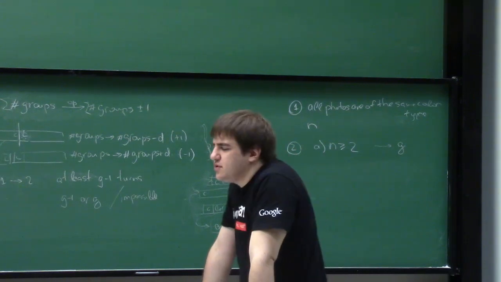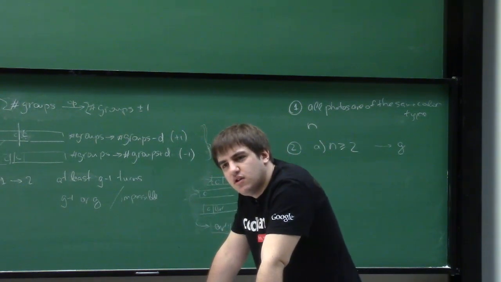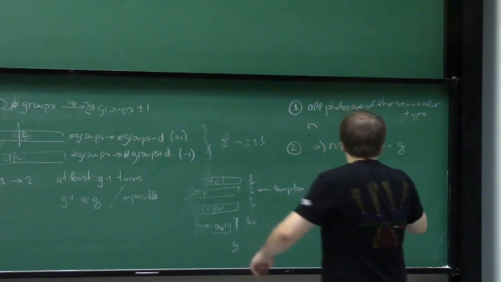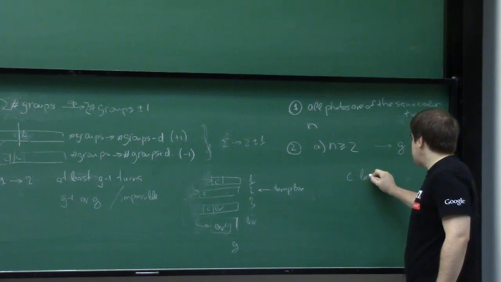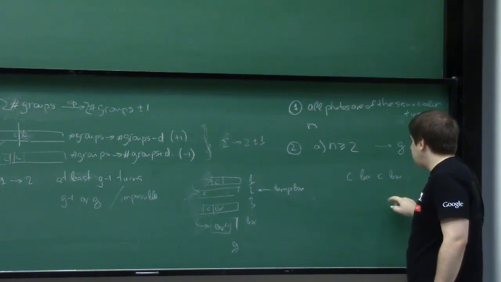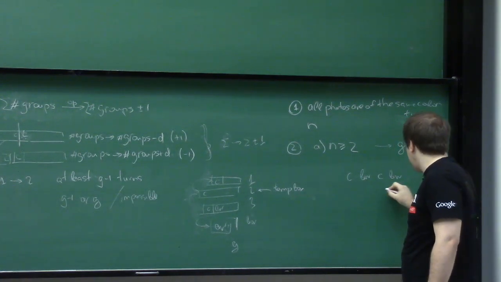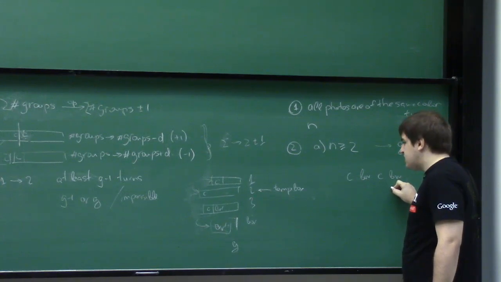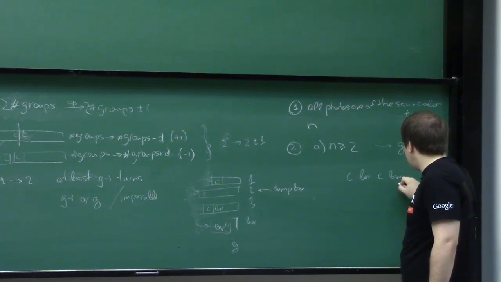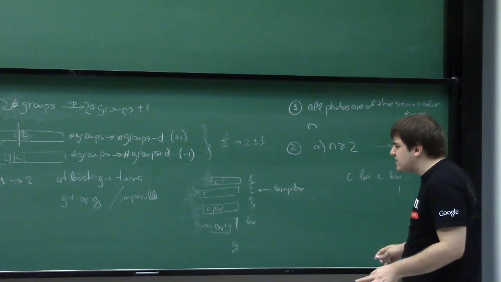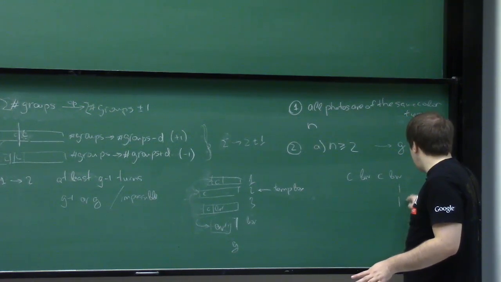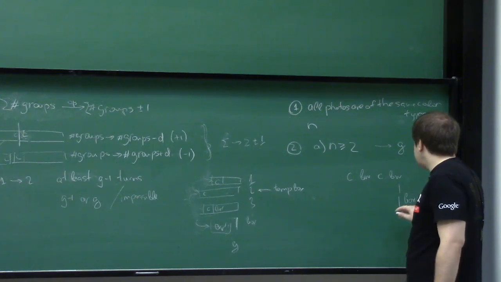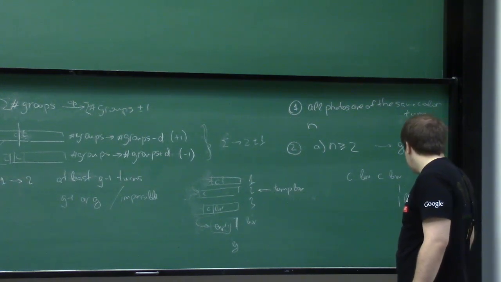But is it true that the answer is always G or G minus 1? Yeah, it's true. So the situation is when we have C black and white, C black and white, and we have the empty stack here. Okay, we do not have empty stacks, but whatever. And we want to put them into the box, and the question is how to do that quickly.